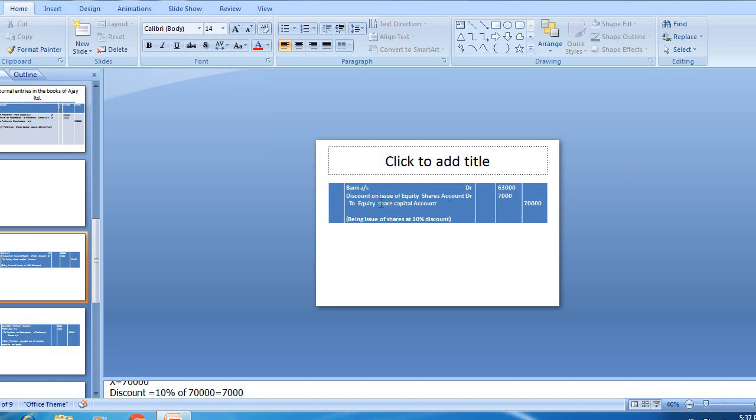See, the bank account debtor, which is 63,000, and discount on shares. As I explained previously, any premium is always alongside the share capital amount, and if it is a discount, it is always opposite to share capital. Here share capital is crediting, so the discount is to be debited.